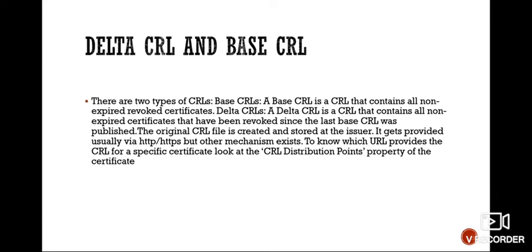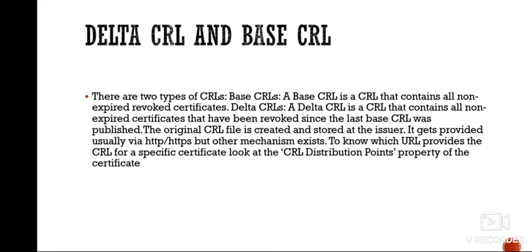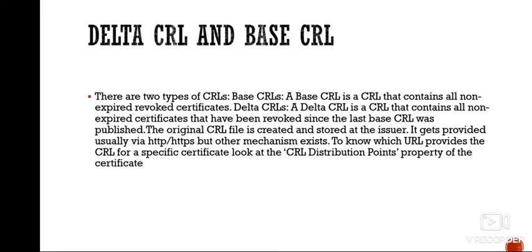Delta CRL and base CRL. There are two types of CRLs. Base CRL is a CRL that contains all non-expired revoked certificates. Delta CRL contains all non-expired certificates that have been revoked since the last base CRL was published. The original CRL file is created and stored at the issuer. It gets provided usually via HTTP, but other mechanisms exist. To know which URL provides the CRL for a specific certificate, look at the CRL distribution points property of the certificate.